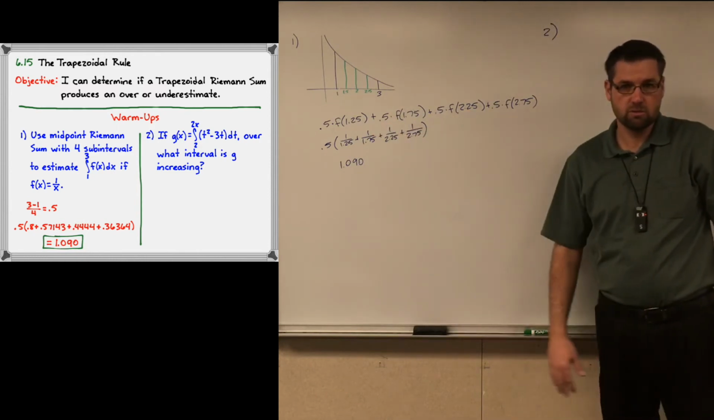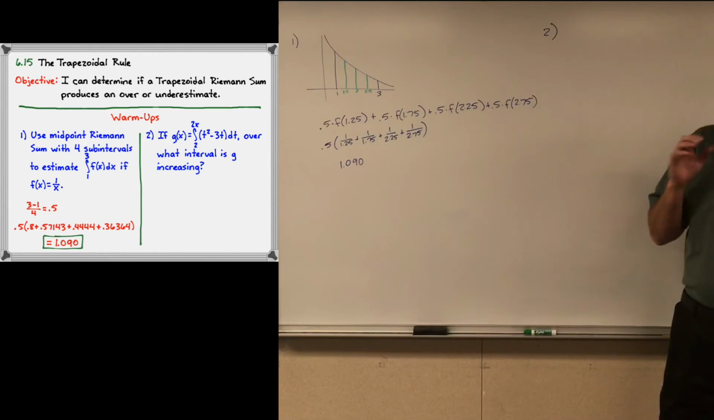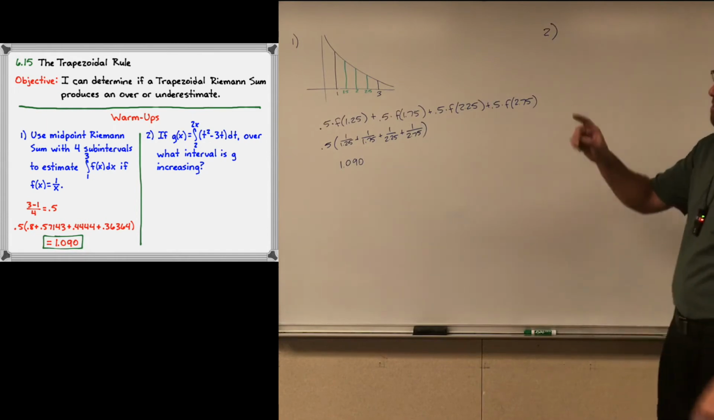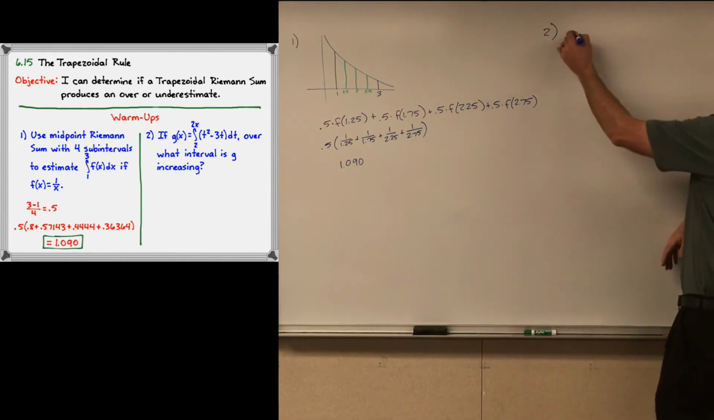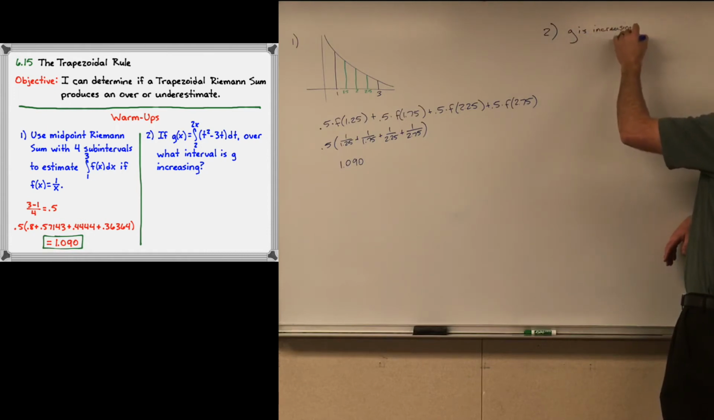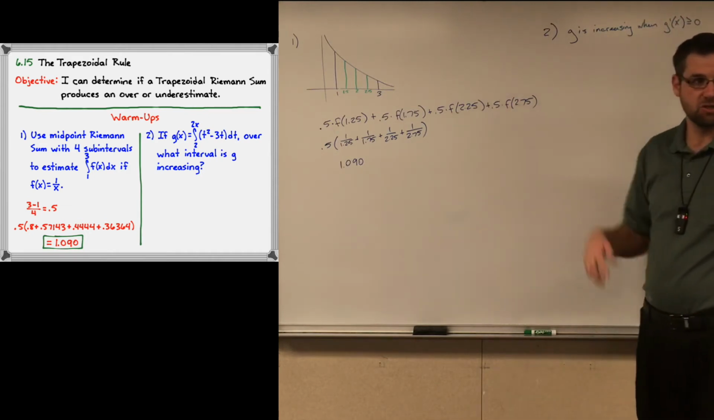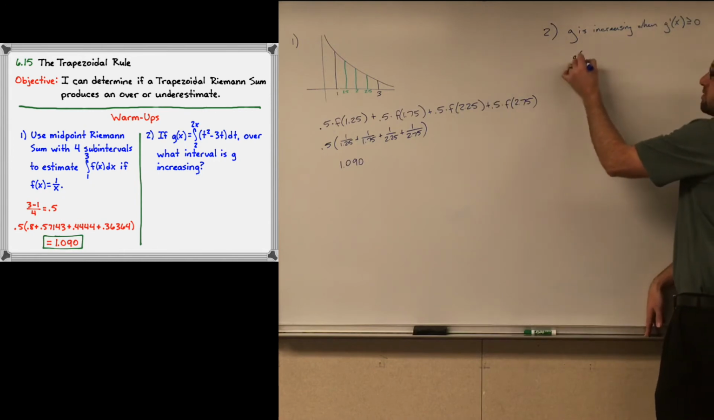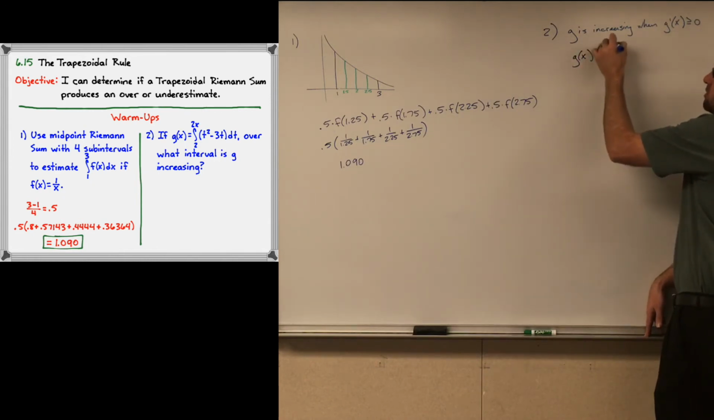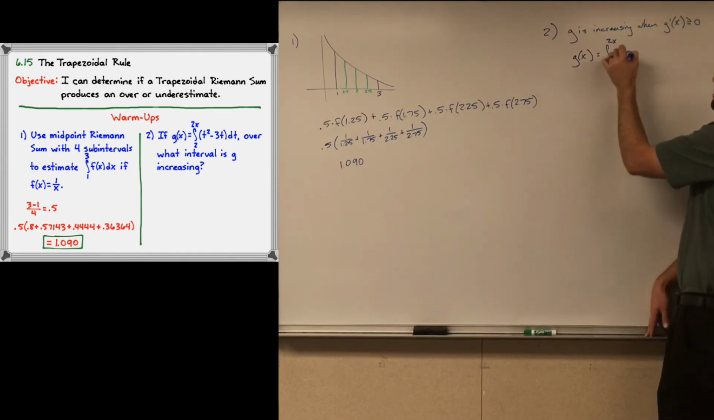Are you guys okay on number one? Number two, we did this briefly yesterday, and we're going to go over that FRQ in a minute. But if I want to know when G is increasing, let's interpret that. G is increasing when G prime is positive. So we have to figure out what G prime is. In this case, it gives us G. G of x equals the integral from 2 to 2x of t squared minus 3t dt.